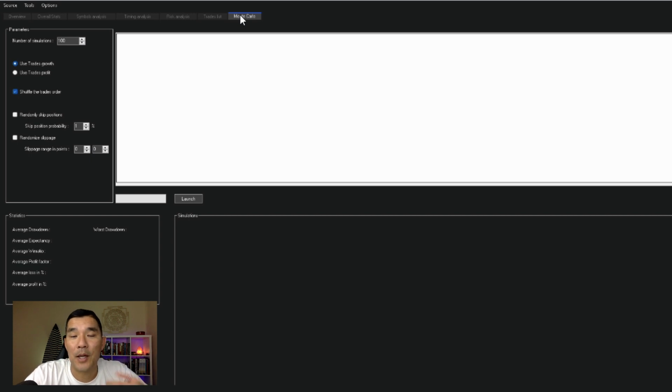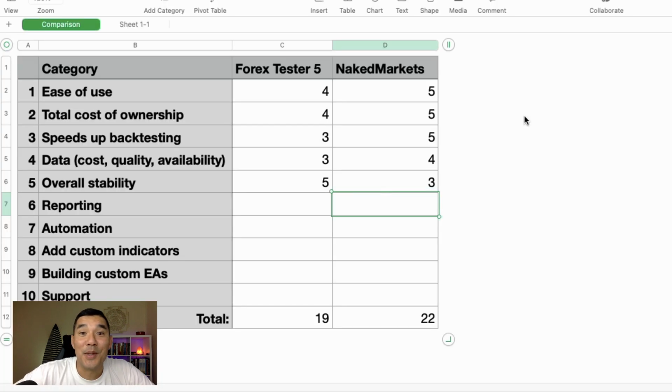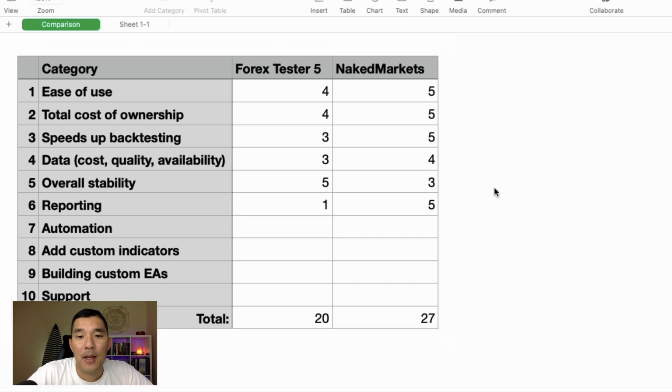So it's important to know, okay, what could my worst losing streak be? What could I expect in terms of max losses in a row? And information like that is very useful, especially on a psychological level. So in this category, I'm going to have to give Forex Tester 5 a 1 for reporting and Naked Markets a 5. I think it's pretty obvious why. And this is a huge differentiating factor between the two pieces of software.